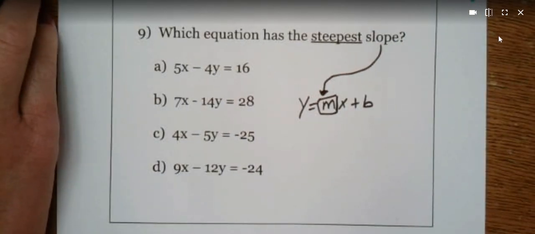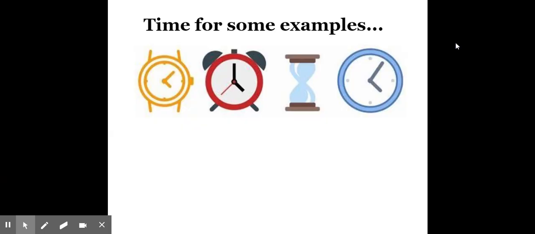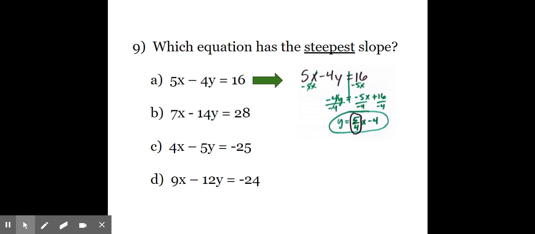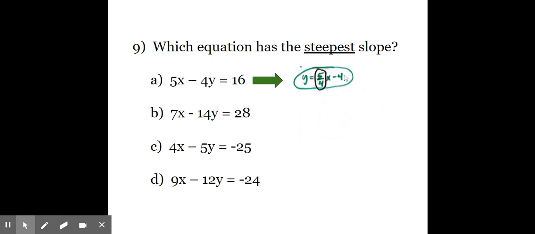All right, I'm going to go back to the slideshow. Here's number 9 again. Each one of these equations is going to have to be converted. So I'm going to first start off by converting this first one here. Now, you can pause the video and take your time and do this as well. If I take the equation and rewrite it in slope-intercept form, I now have the equation in a form in which I can tell the slope here is 5/4.